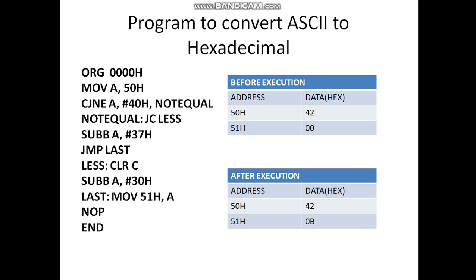Now let me consider an example where the input is 31H. First it is compared if it is equal to 40. So not equal, it will come to the next instruction. It will see if the carry flag is set. The input I have taken is less, so yes, the carry flag will be set. So here this label, this instruction will be executed, carry is cleared, and the number is subtracted with 30. Okay, this is how ASCII to hexadecimal conversion takes place.